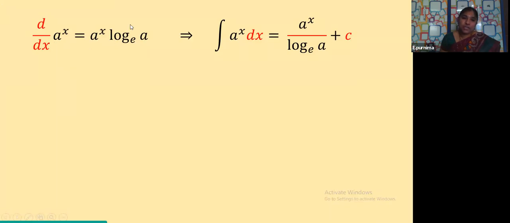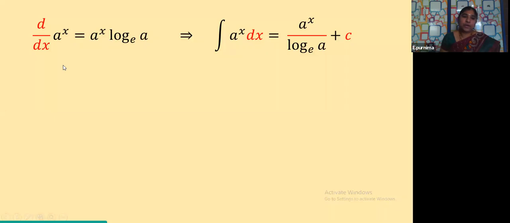If you observe, children, this log a base e is a constant. Yes or not? So this constant, when it goes to the other side, what does it become? It becomes a denominator. That's why, since it is a constant, I can send it to the other side so that it goes to the denominator. So integral a power x dx is equal to a power x by log a base e plus c.